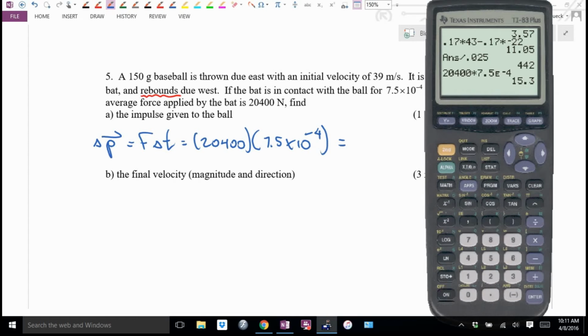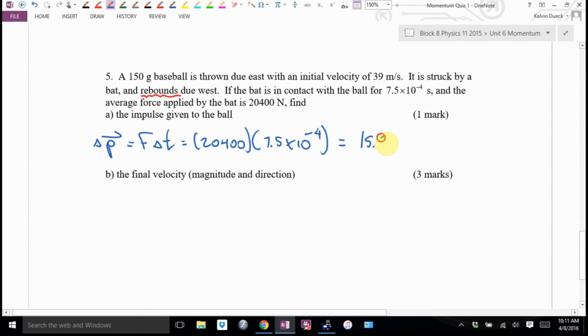Do you get 15.3? Yeah. And here, I'll write Newton seconds because I did go force times time. But again, Nat, if you said kilogram meters per second, I'm good with that as well. 1 mark. You know what? I guess I'd go a half mark for that and a half mark for the answer.